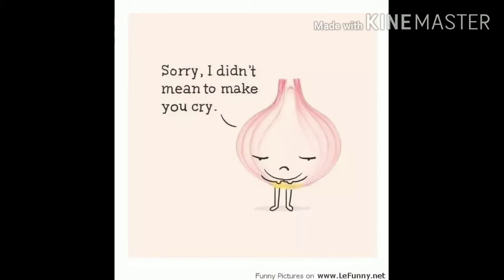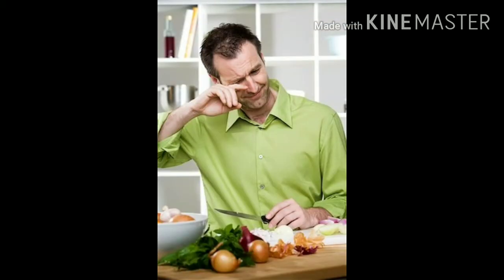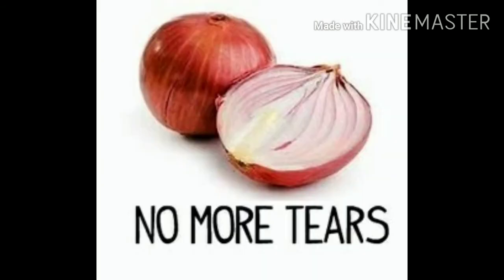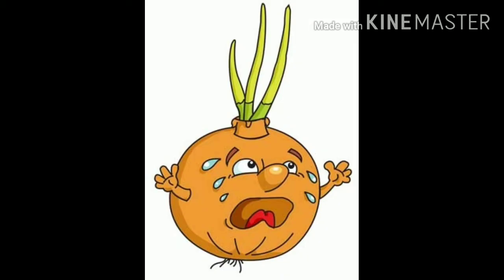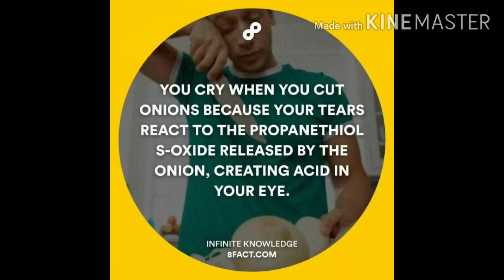So I am explaining again. When we are cutting an onion, a chemical called propanethiol S-oxide present in the onion is released, and it reacts with the air and the components present in the air, and it also reacts with some of the enzymes present in the onion. The result of this reaction is the release of sulfur gas. Now this sulfur gas stimulates the lacrimal glands present in our eyes.